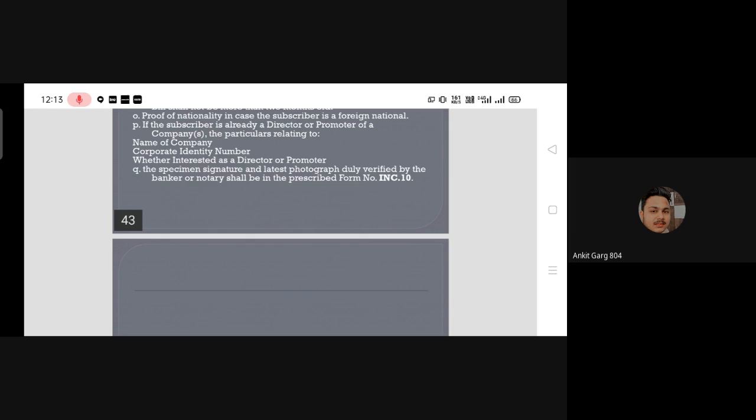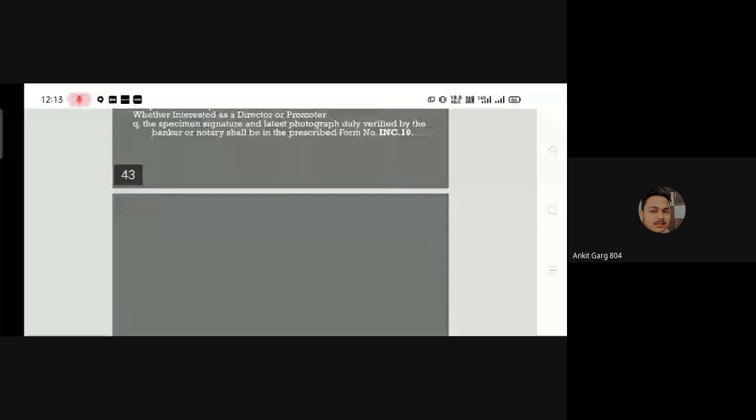If the subscriber is already a director or promoter of a company, the particulars relating to the name of the company, the corporate identity number, and whether interested as a director or promoter. The specimen signature and the latest photograph duly verified by the banker or notary shall be in the prescribed form number INC 10. Thank you all.